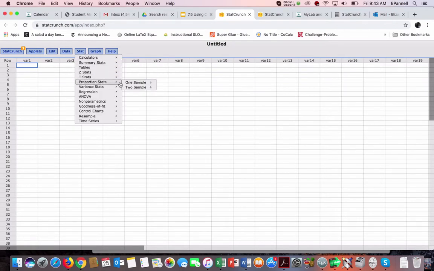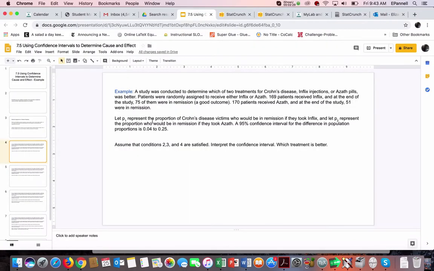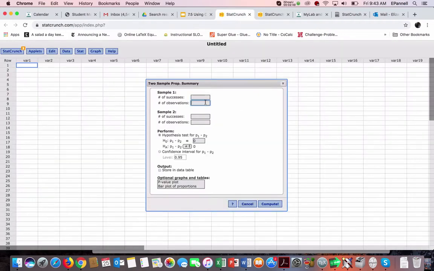So I'm going to escape full screen, and we go over to StatCrunch, and we go Stat, Proportion Stats, Two Sample, With Summary. We click on it, and then we have to fill in all the numbers in this box. So we have four numbers to do. If we go back to the slides, we are told that P1 is the proportion of Crohn's disease victims who are in remission if they took Inflix. So population 1 deals with the 169 patients who received Inflix, and 75 of them were in remission, so that would be a success. So we're going to put in 169, and then the number of successes was 75.